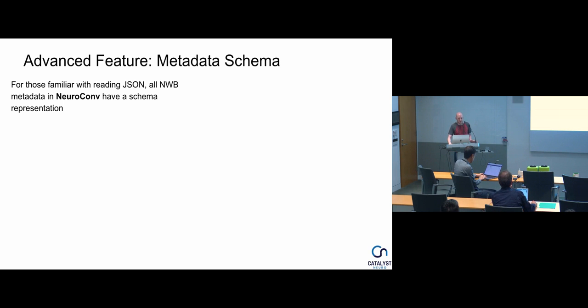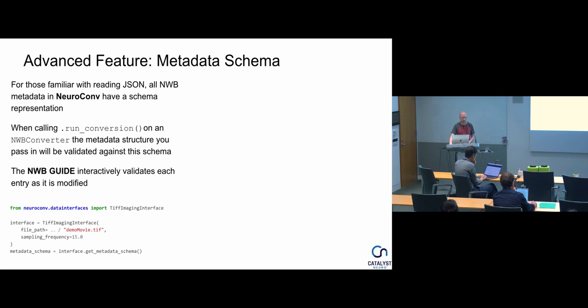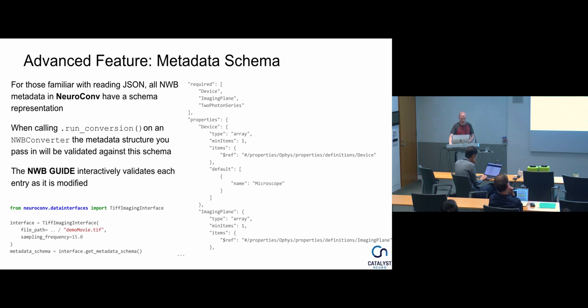A note on the metadata. While it does return to you a dictionary, it's a pretty constrained dictionary at the end of the day, which comes out of the whole NWB schema language, although this is a JSON adaptation of that. So if you're familiar with reading JavaScript Object Notation, every interface or converter has a metadata schema. Your metadata dictionary structure is validated against that schema whenever you call run conversion, although the nice thing about the NWB GUIDE is it will interactively validate each entry as you modify it in a web form.